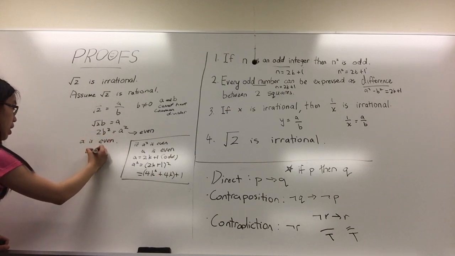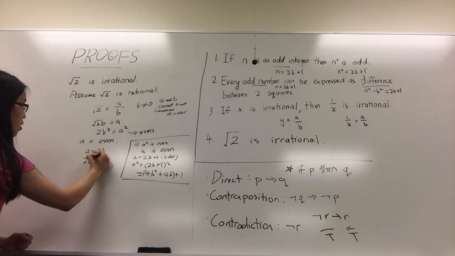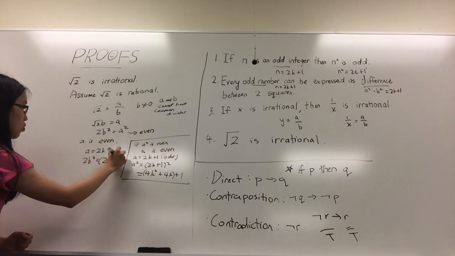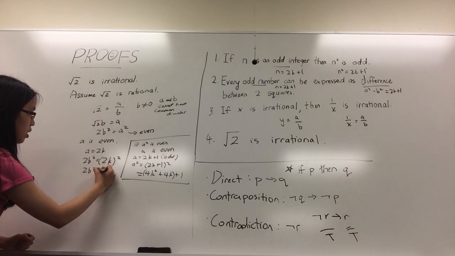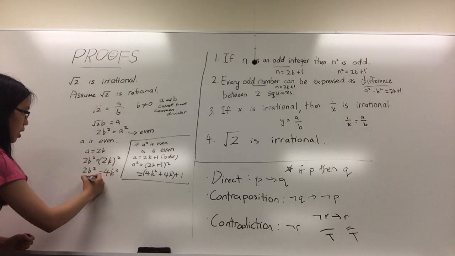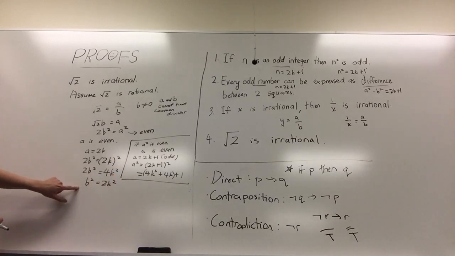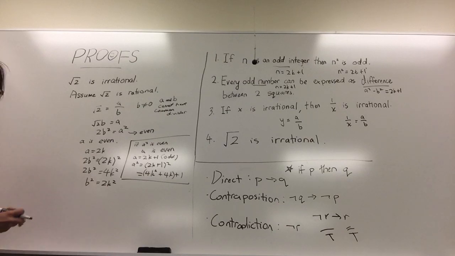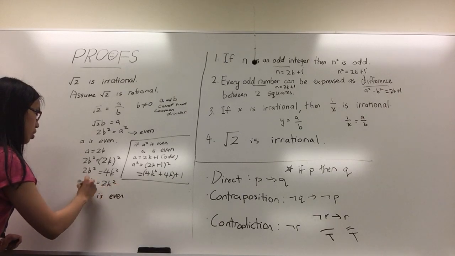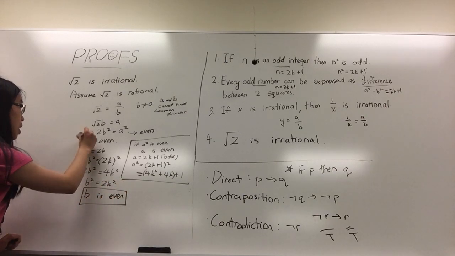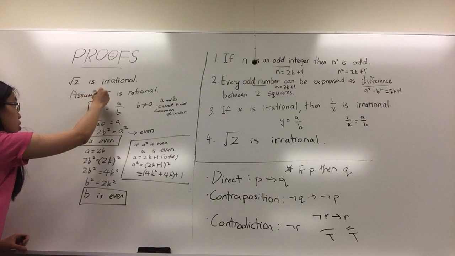Since a is even, it can be expressed in terms of 2k. So we have 2b squared is equal to 2k squared. If we expand it out, we have 2b squared is equal to 4k squared, and b squared is equal to 2k squared. Again, we know that b squared is even, which means that b must be even as well. So we have a is even, b is even, and our assumption that we started off with.